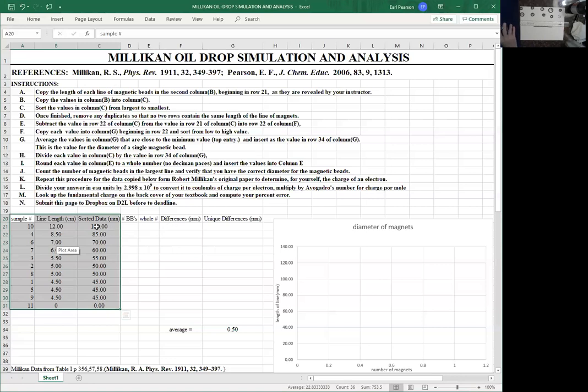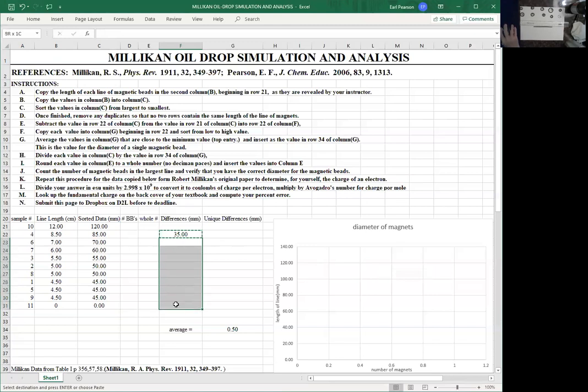So what I'm going to do is I'm going to have Excel subtract this one from this one. So it's going to be equal to this value minus this value. And that'll give me the difference. Now I want to go down and copy that same formula, do each one of the subtractions all the way to the bottom.